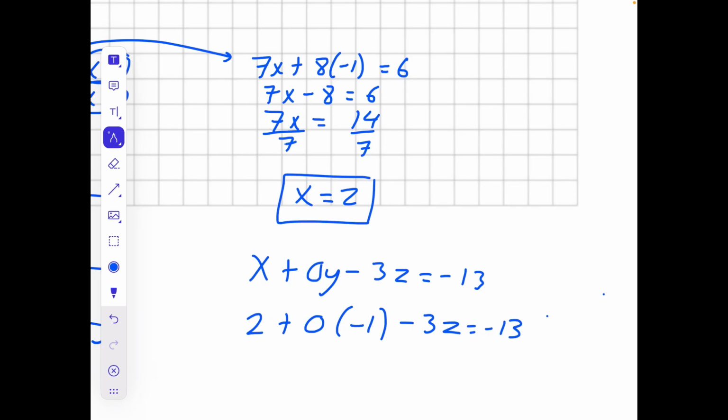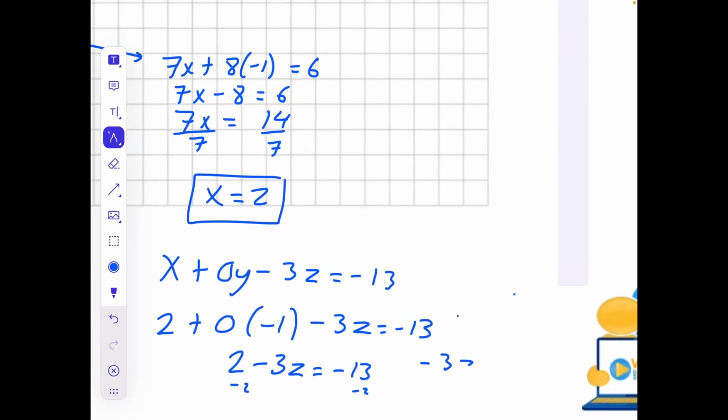Okay, so 2 plus 0 by minus 1, 0 multiplied by minus 1 is 0. So we're actually just left with 2 minus 3z is equal to minus 13. Subtract 2 from both sides. We're left with minus 3z is equal to minus 15. Divide both sides by negative 3. We are left with z is equal to 5.